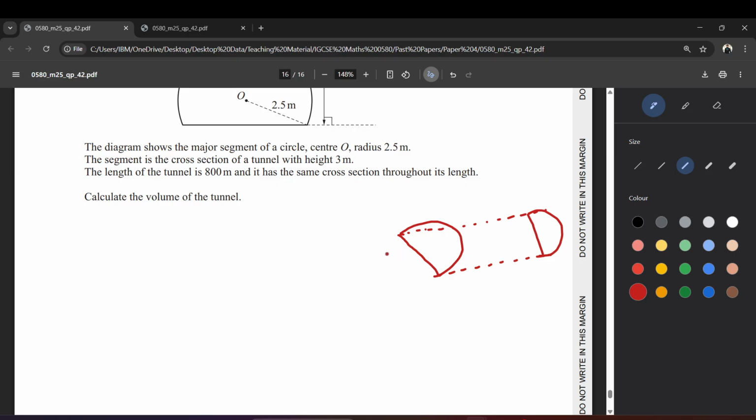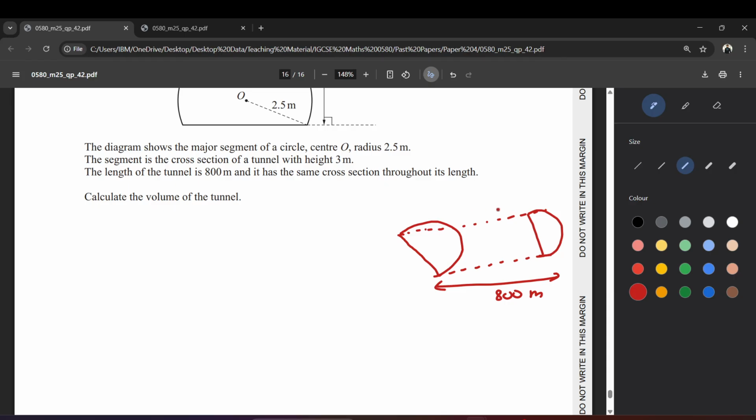All right, so let's say you have a car. The car goes in, this is the entrance of the tunnel, it goes all the way back. The length of the tunnel is mentioned as 800 meters, and this is the exit point of the tunnel. You need to calculate the volume of this tunnel. It says that this cross section is consistent, the same throughout its length. So at every point you're going to get the same segment, the major segment.